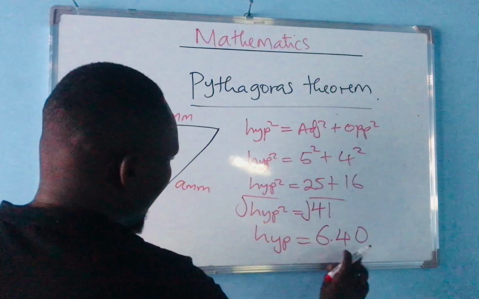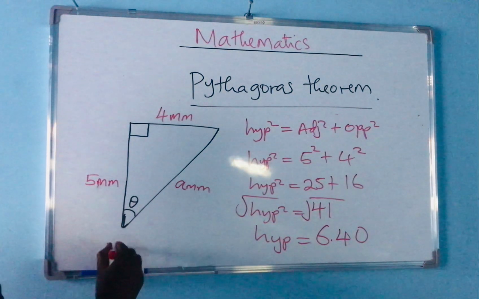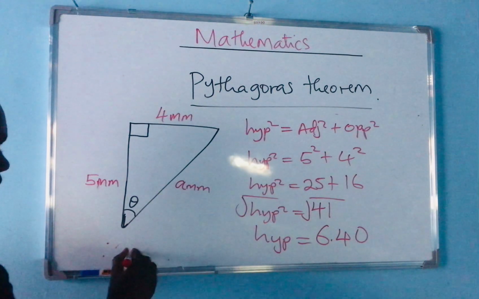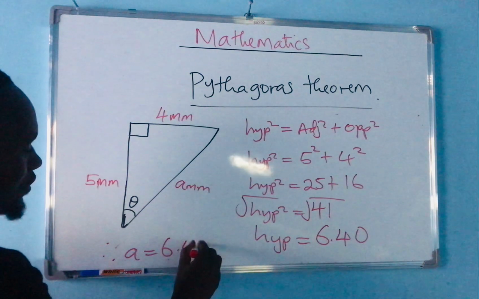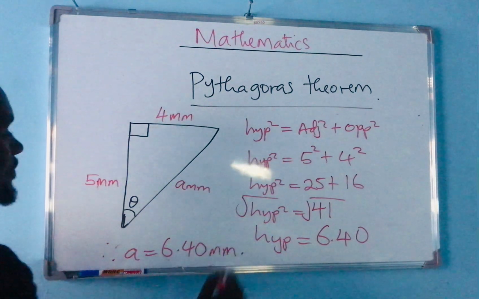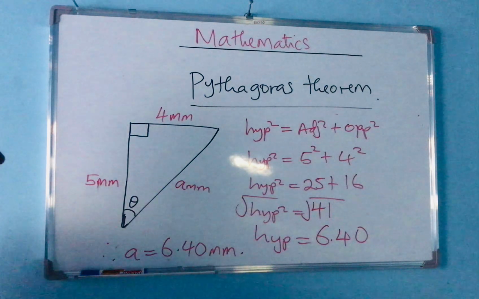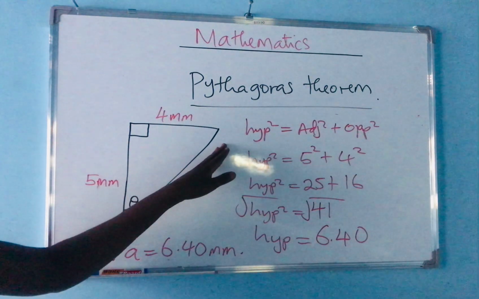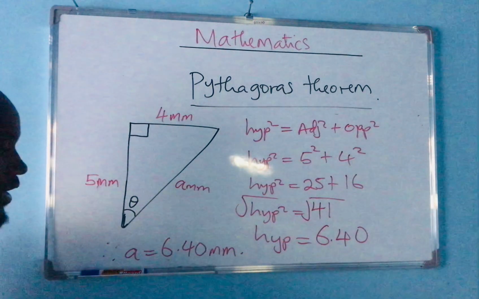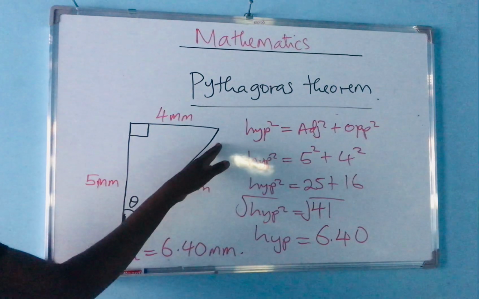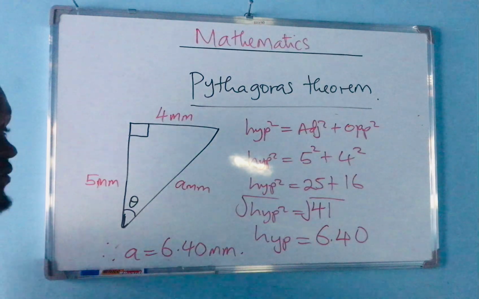So the value of A. You don't have to leave it like that. This was given in terms of A, so you can say therefore A equals 6.40 millimeters. And this should be obvious, in the sense that because this is the longer distance, it should be longer than this one and longer than that one. There is literally no way you can find this distance to be something like 3 millimeters. Logically speaking, it will not make sense.